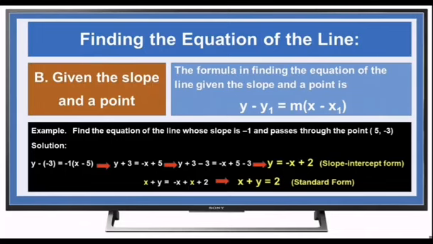To write this in standard form ax plus by equals c, we need to add x to both sides. So we have x plus y equals negative x plus x plus 2. Negative x plus x is now 0. So we have x plus y equals 2, which is in standard form or standard equation.